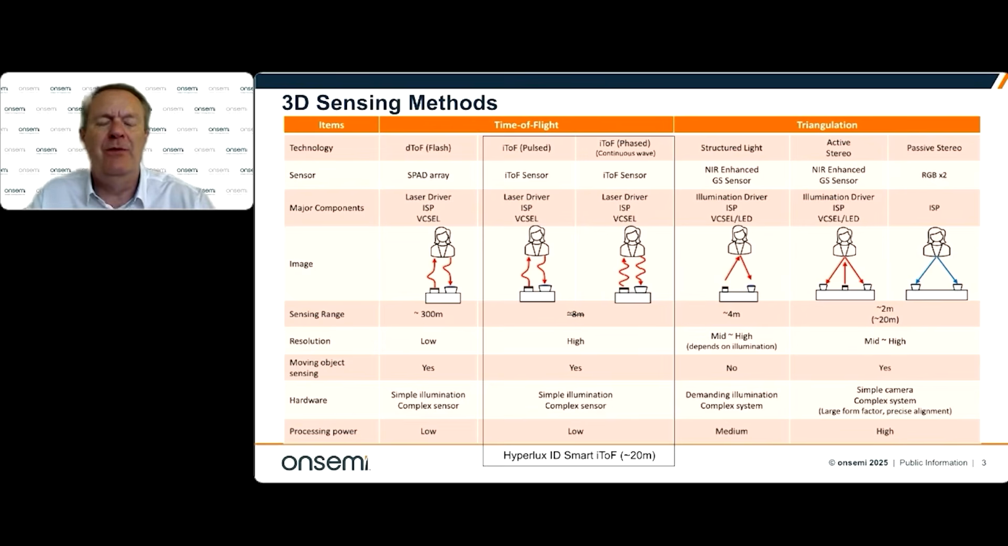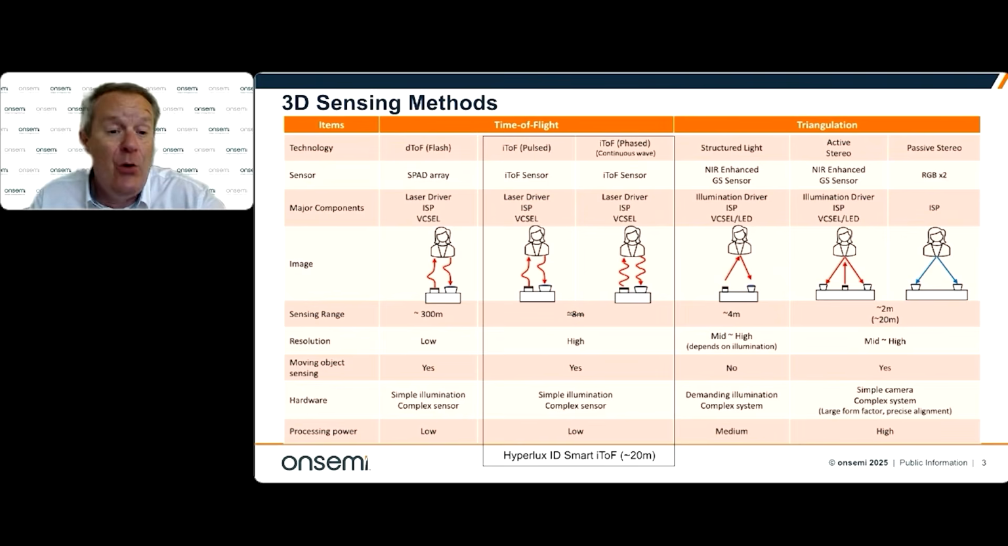But it's still fairly complicated. Let's move over to the left now. So you have direct time of flight. Direct time of flight is just using a single photodiode, effectively a SPAD array, an array of photodiodes, and you're just sending a light pulse and measuring the time it takes to reflect. This is excellent for very long distance, excellent for automotive and LiDAR applications. It's really good at that.